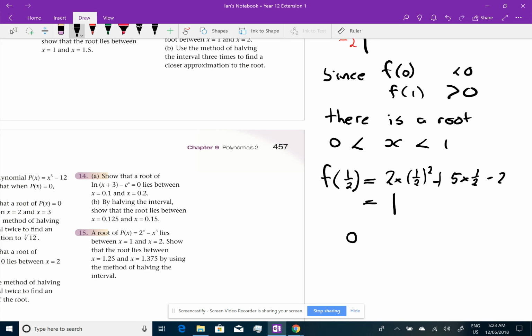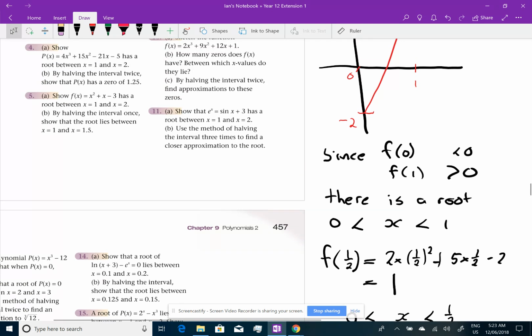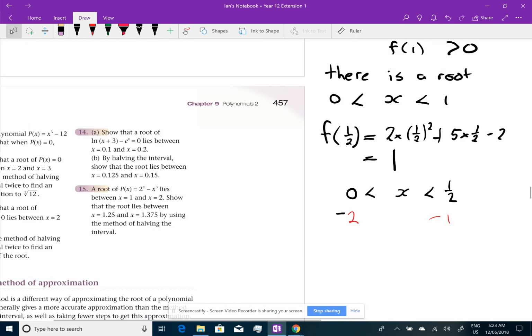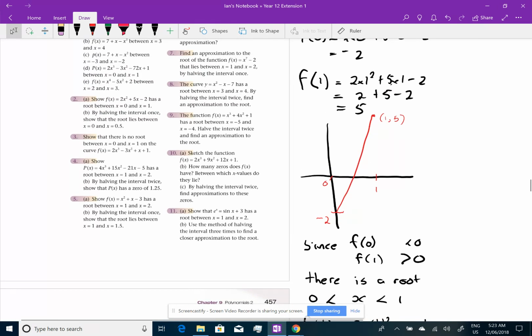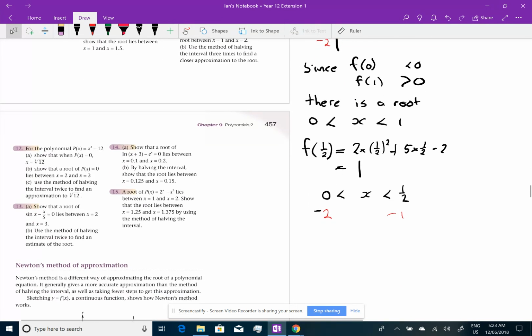So now I know that the root must be between 0 and a half. Because at 0, the value is negative 2, and at a half, it's negative 1. So I know there's a root between 0 and a half, because the sign still remains the same. And that's all they asked me for question 2, to show that there is a root.